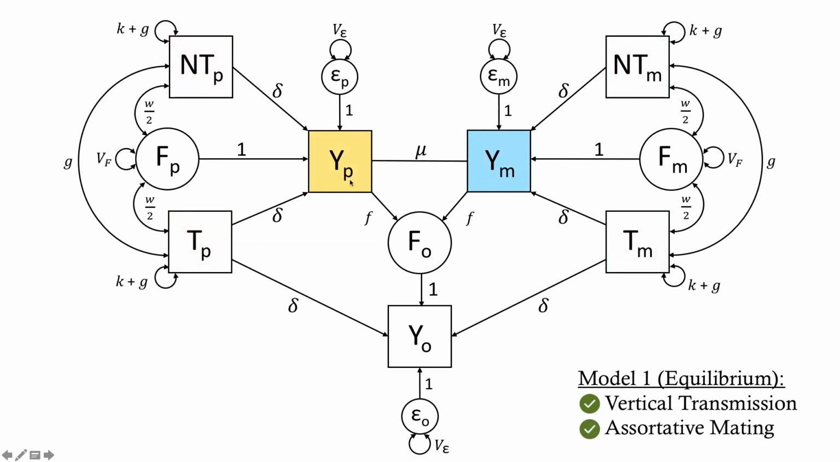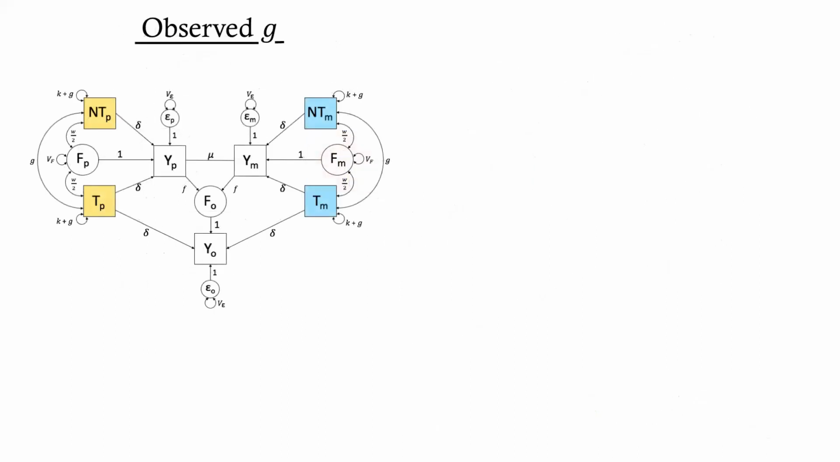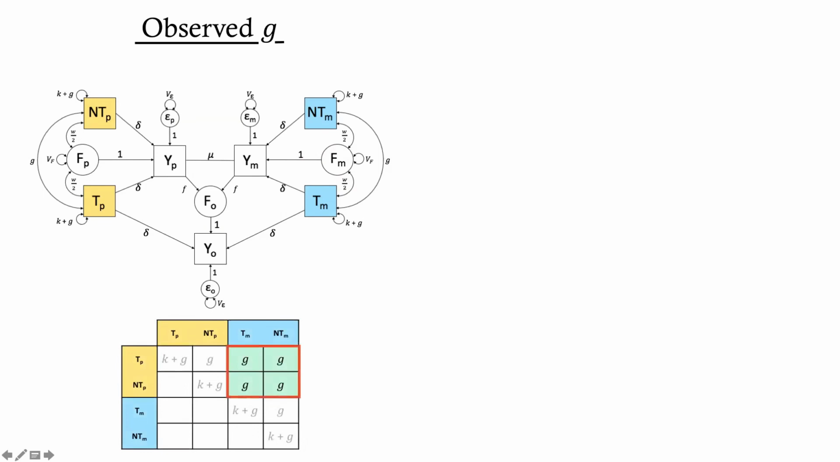So to explain that in a little bit more depth, the observed haplotypic covariance between spouses, which as I mentioned earlier is referred to as G, is just the covariance between these pieces of data that we have shown here in this upper right portion of the variance covariance matrix. So we're just looking at the actual observations in our data.